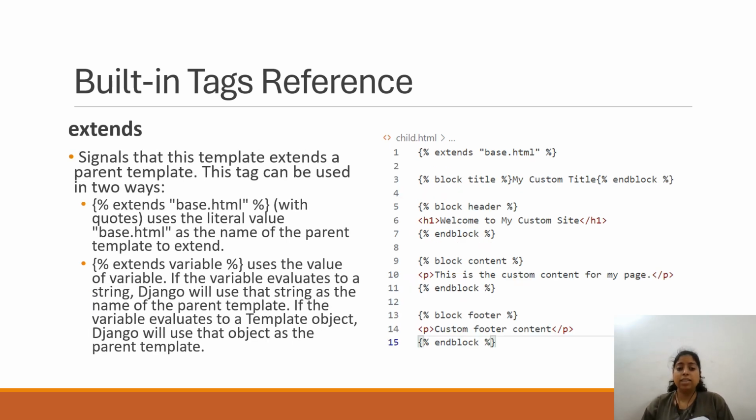The extends tag signals that this template extends a parent template. This tag can be used in two ways. Extends base_template.html uses the literal value base_template.html as the name of the parent template to be extended. Extends variable uses the value of the variable. If the variable evaluates to a string, Django will use that string as the name of the parent template. If the variable evaluates to a template object, Django will use that object as the parent template.